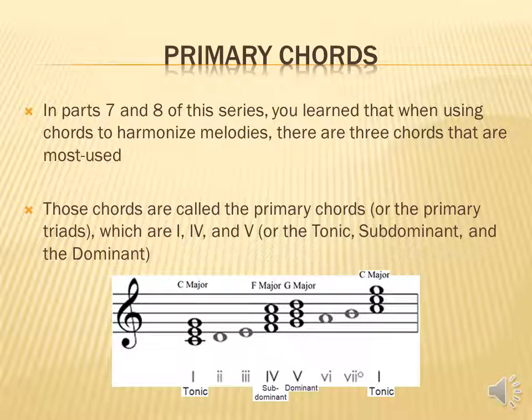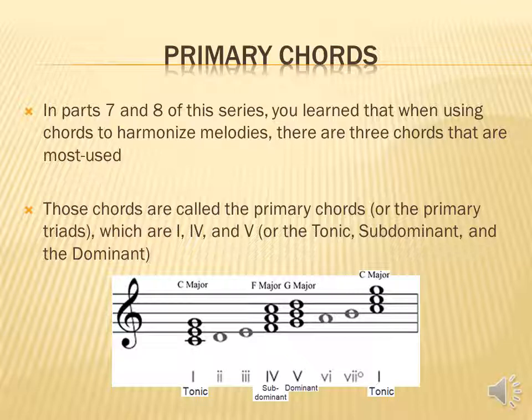Primary chords. In parts 7 and 8 of this series, you learned that when using chords to harmonize melodies, there are 3 chords that are most used. Those chords are called the primary chords, or the primary triads, which are 1, 4, and 5, or the tonic, subdominant, and the dominant. Here are the primary chords in C major.